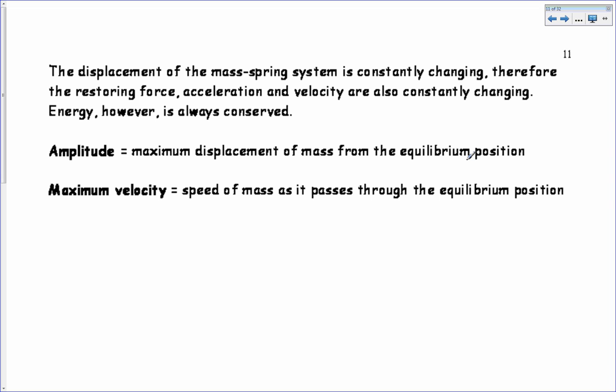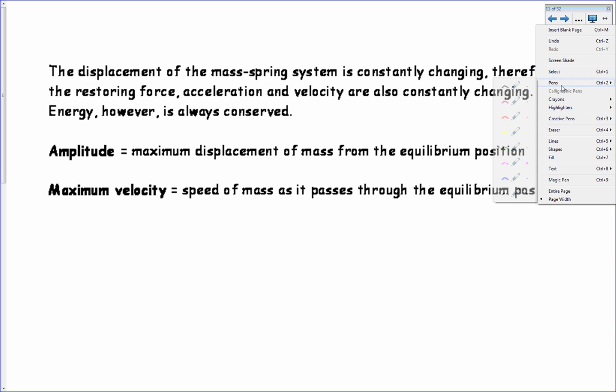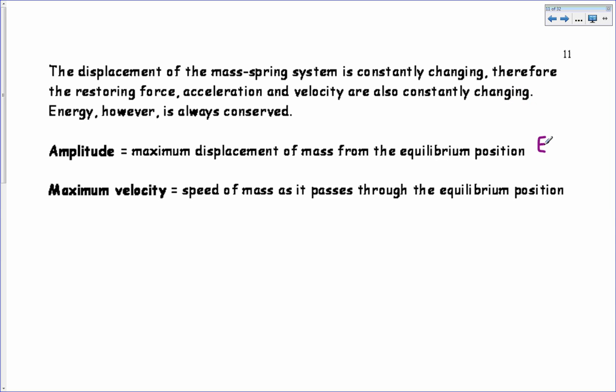Okay. So the displacement of the mass-spring system is constantly changing, therefore the restoring force, the acceleration, and the velocity are also constantly changing. Energy, however, is always conserved. A couple things to remember here. Amplitude is the maximum displacement of the mass from the equilibrium position, and that relates to potential energy and restoring force. Maximum velocity is the speed of the mass as it passes through the equilibrium position, and that relates to EK. And at any point in between the maximums, you have potential and kinetic.